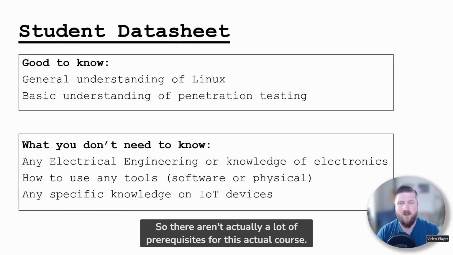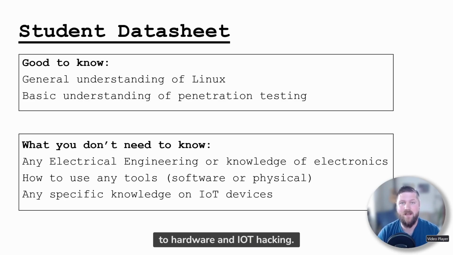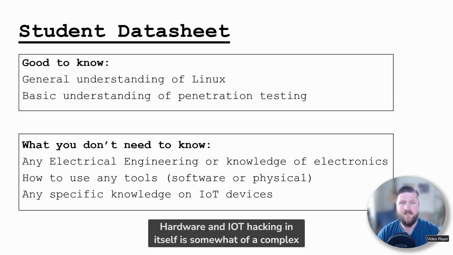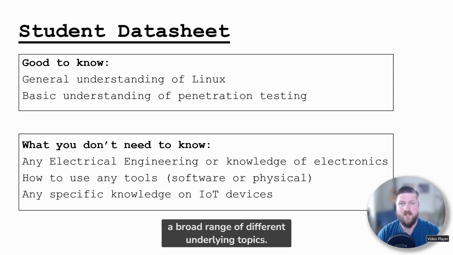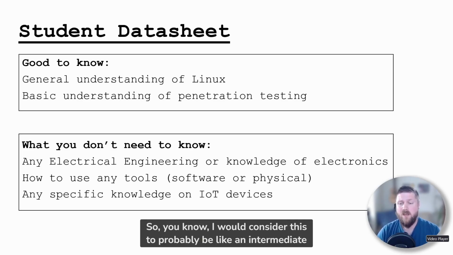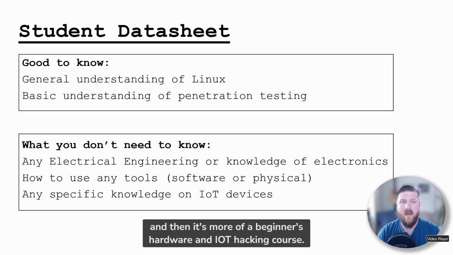So there aren't actually a lot of prerequisites for this course. I have listed it as a beginner's course, and I do just want to quickly chat about that. What I mean by beginners is that this is a beginner's course to hardware and IoT hacking. Hardware and IoT hacking in itself is somewhat of a complex topic in that it covers a broad range of different underlying topics. So I would consider this to probably be like an intermediate level course if you're just looking at it from an outward lens. And then it's more of a beginner's hardware and IoT hacking course.